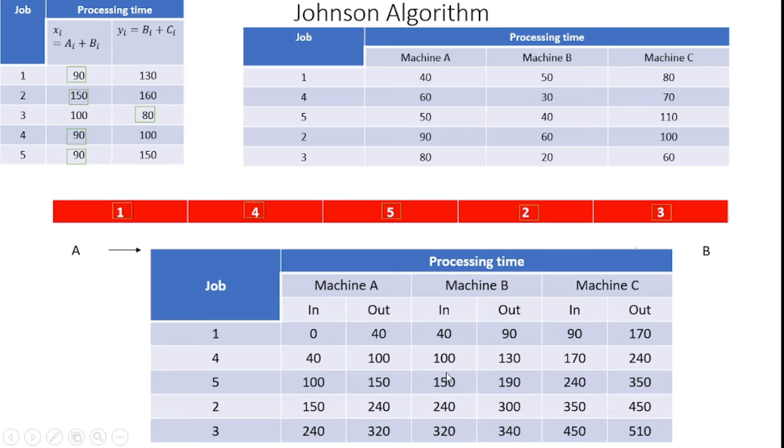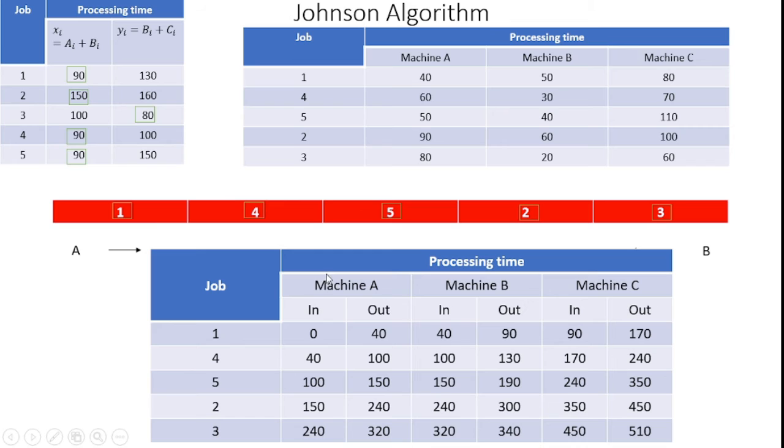150 is the maximum, so here I wrote 150. After that, I add 150 plus 40, which is 190. Then I compare 190 and 240. 240 is the maximum, so I wrote 240 here. 240 plus 110, I got 350. So 350 minutes is the processing time.